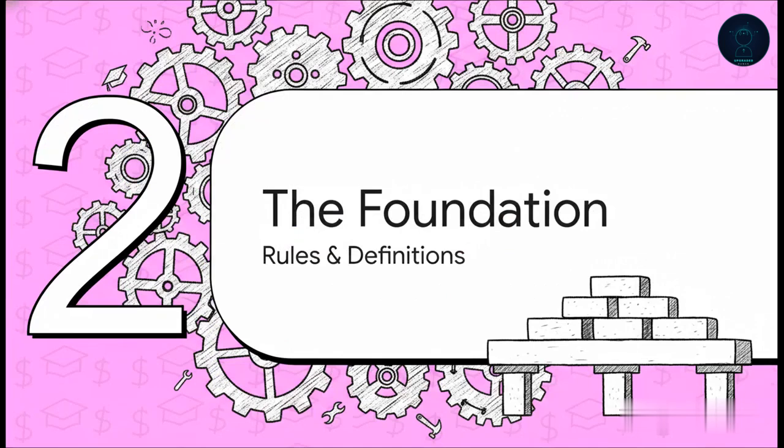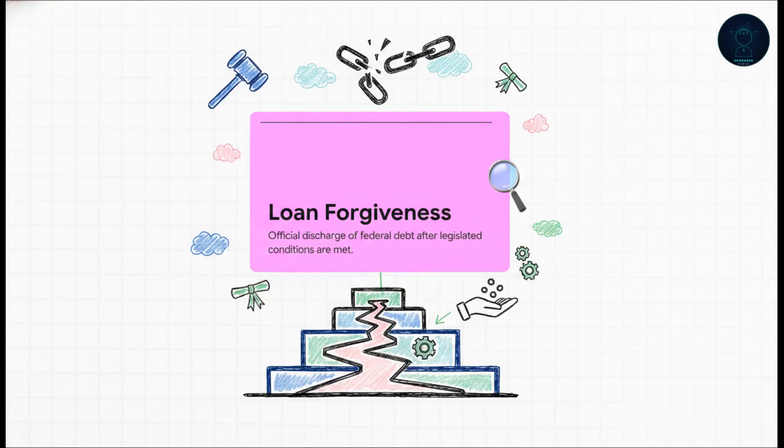Moving right along to Part 2, Designing the Foundation. Let's pour the concrete here and define our terms. Student loan forgiveness in this specific architectural framework is not just erasing a number on a screen. It is the official legal discharge of a borrower's obligation to repay their remaining balance.